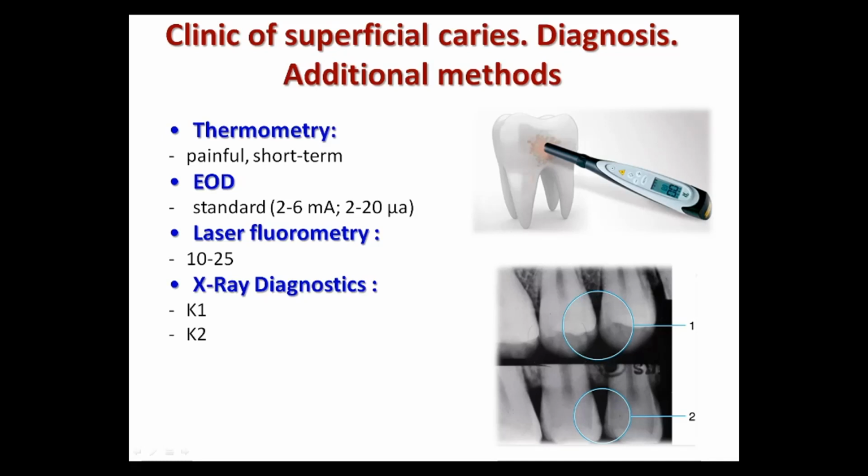During X-ray diagnostic, we detect a cavity K1 or K2 in the enamel. K1 is till half of the thickness of enamel, or K2 is in the whole layer of enamel but not in the dentin.